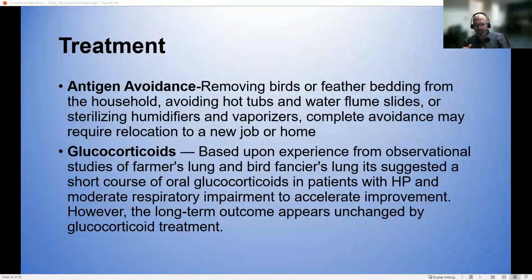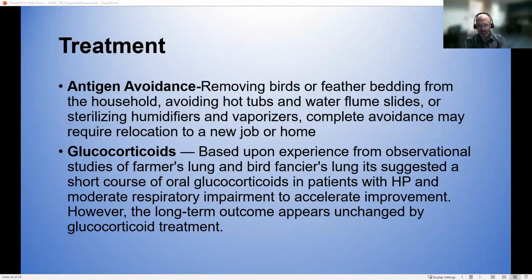Again, treatment, antigen avoidance. We talked about the birds and feathers, but we can talk about water plume slides, if that's in your work environment, humidifiers and vaporizers. A big challenge and something that I wouldn't want to have to tell my patient is if they had to move jobs, because sometimes it's hard to find a job that makes that same amount of money, right?